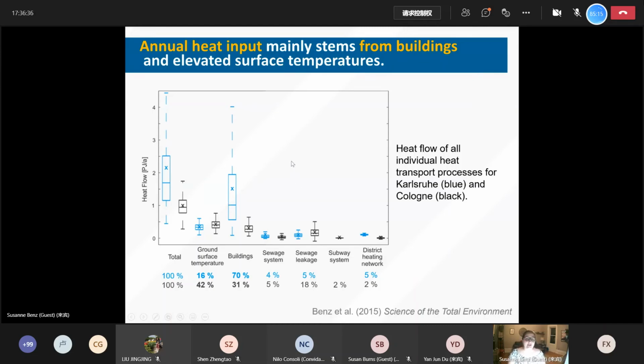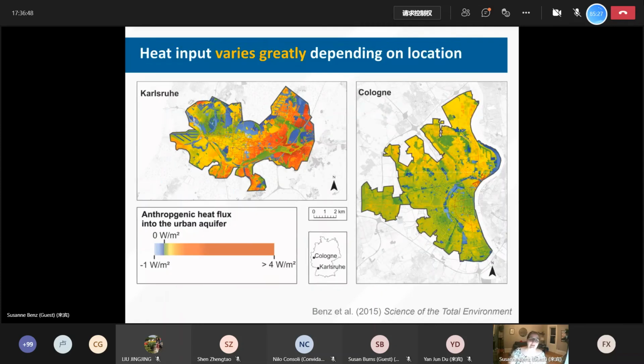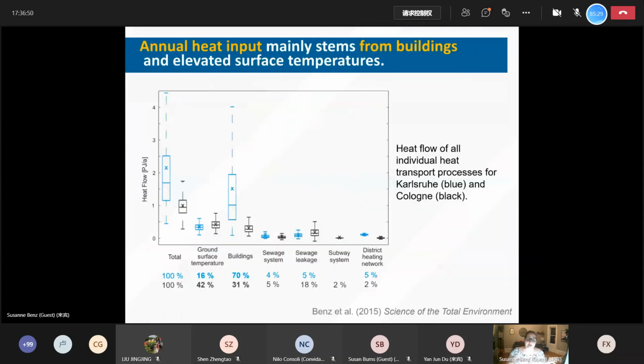So most of the heat comes from buildings, with the second, or in Cologne actually first, due to elevated land surface temperatures. So we learn that most of the heat that is stored in the underground, most of that waste heat comes from buildings, meaning when we heat our buildings, we are not just heating our buildings, we are also heating the underground.